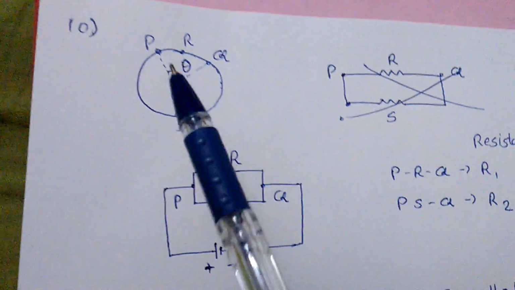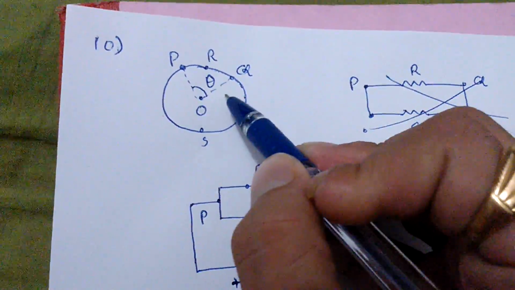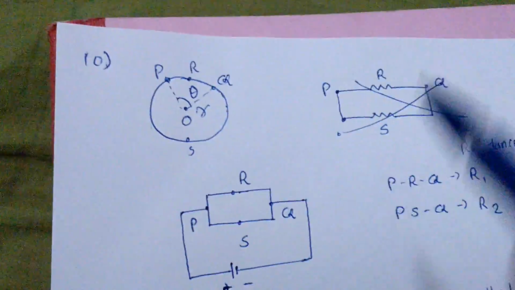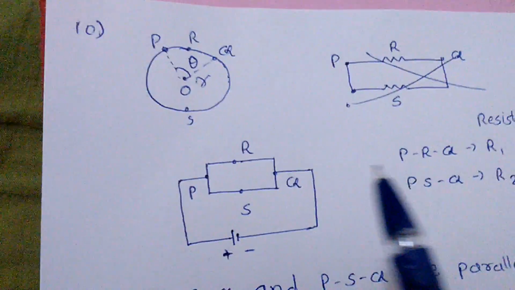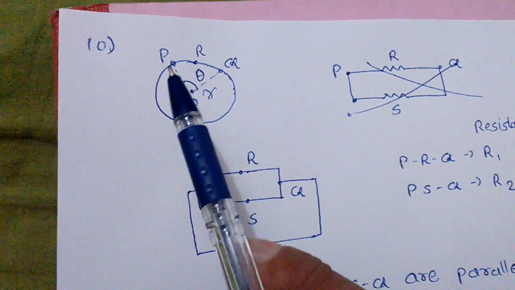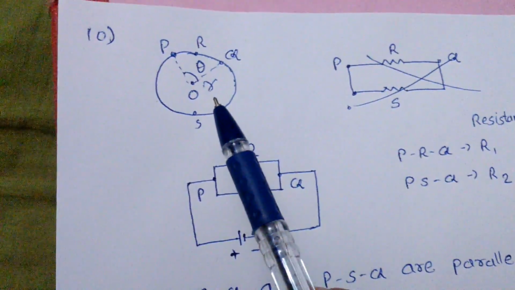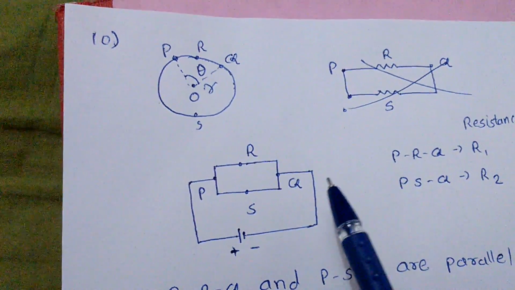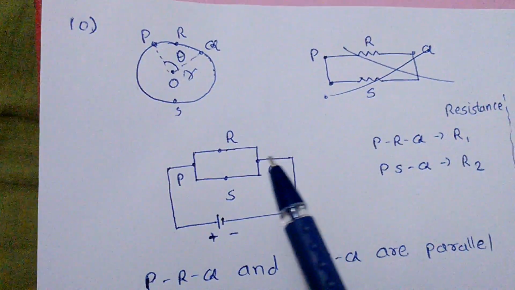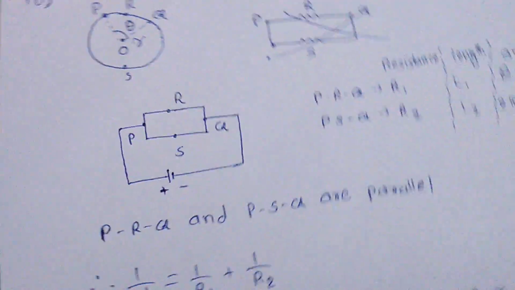Now we have been provided one circular ring of radius small r, and it has been divided into two parts. One part is PRQ and another part is PSQ. Simplifying that figure, PRQ and PSQ have different qualities.